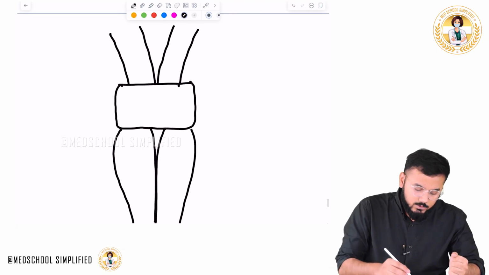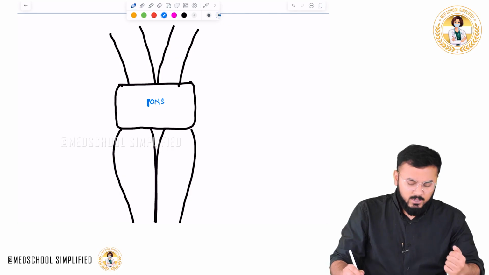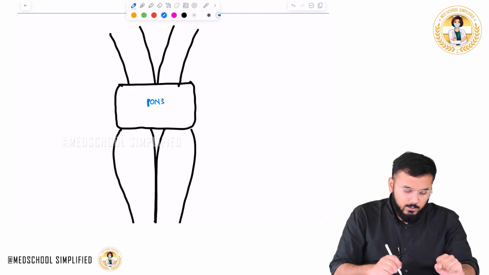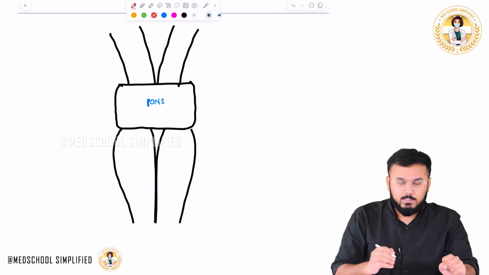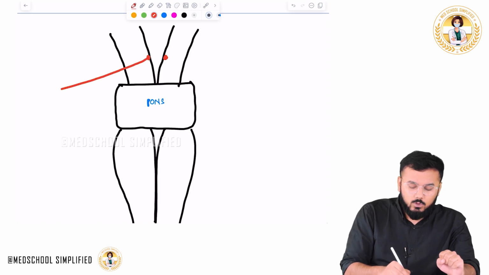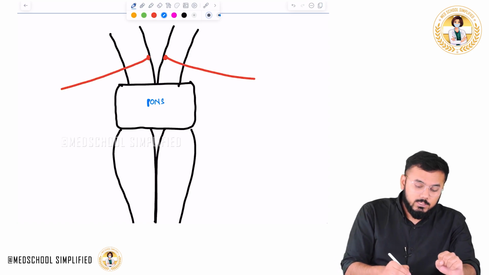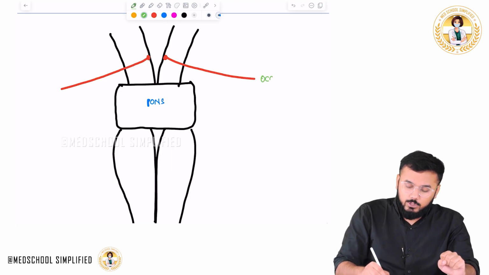Okay, so this part over here is called your pons. Now if you very carefully look here, there are two important cranial nerves, right? I have already discussed this. So there are two cranial nerves on either side coming out of the midbrain like this. These two are called the oculomotor nerve. What is the oculomotor nerve? The oculomotor nerve is the third pair of cranial nerves.